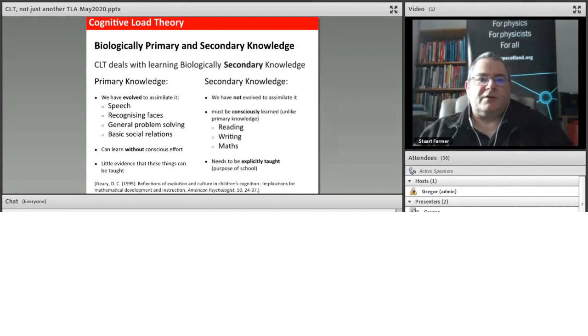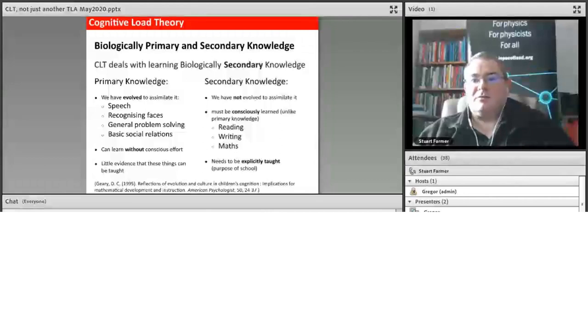On the other hand, biologically secondary knowledge are things that are hard to learn and that we haven't evolved to learn. So things like reading and writing and doing maths and physics and science, these are not things that we just automatically learn. We've got to be taught these topics. And the same would go for learning a second language. If you're not brought up from an early age learning a second language, it becomes a biologically secondary thing to learn.